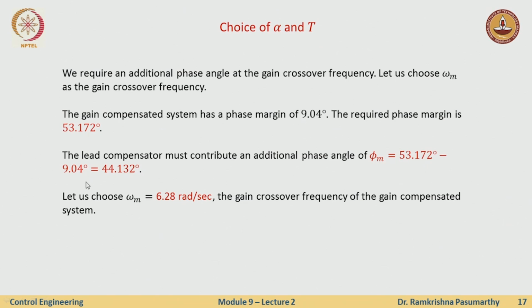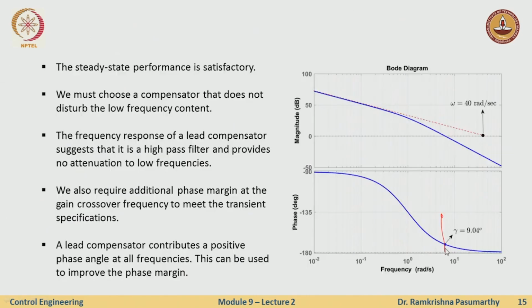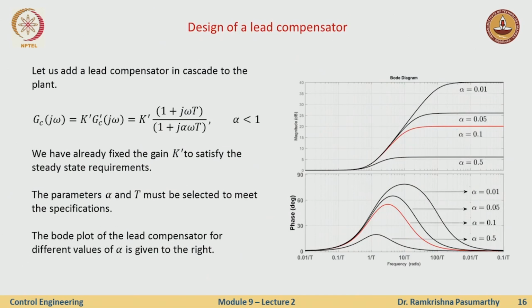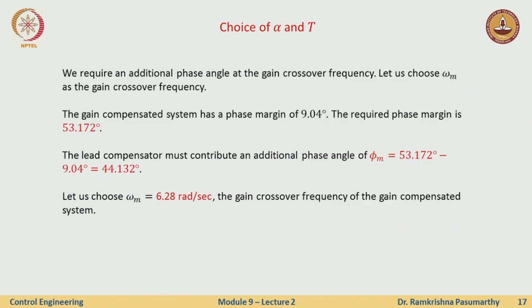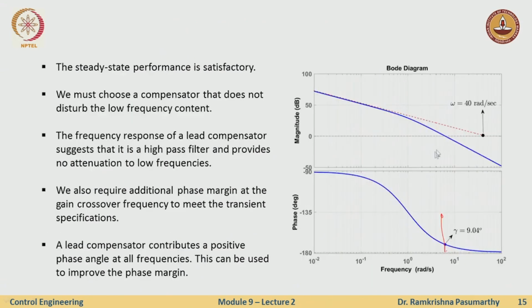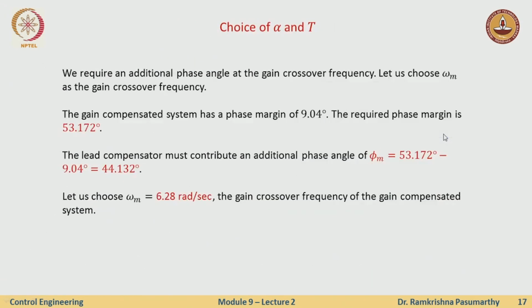How much should the lead compensator give me? Through this computation, the lead compensator should give me an additional angle of 44 degrees at this point. If this angle plus 44 is achieved, then I am fine. My transient specifications are met, my steady state specifications are met, and I am happy. So how do we go about this? This is my gain crossover frequency 6.28, and I add this much angle at this frequency. That is what I would naturally do.